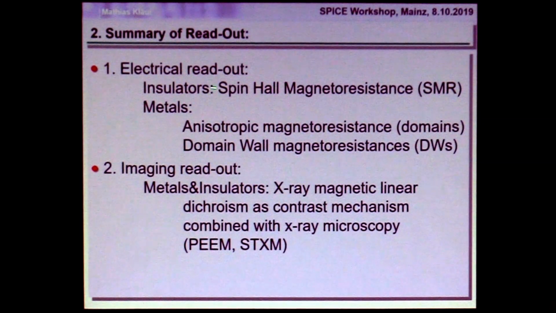So altogether, we have different ways to read out the magnetization of an antiferromagnet, or the direction of the Néel vector. For insulators, we can use spin-Hall magnetoresistance. For metals, we can use anisotropic magnetoresistance and also domain wall magnetoresistance. Again, see the references if you're interested in this part.